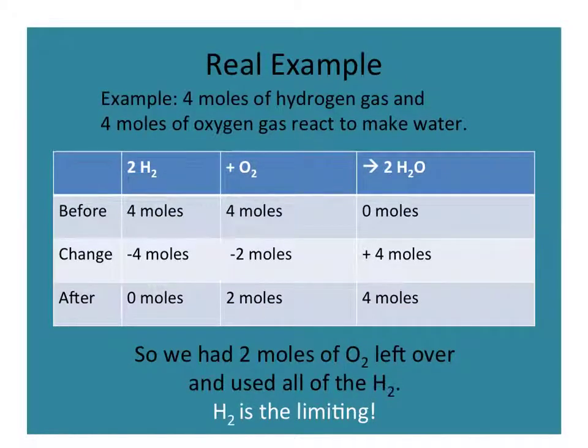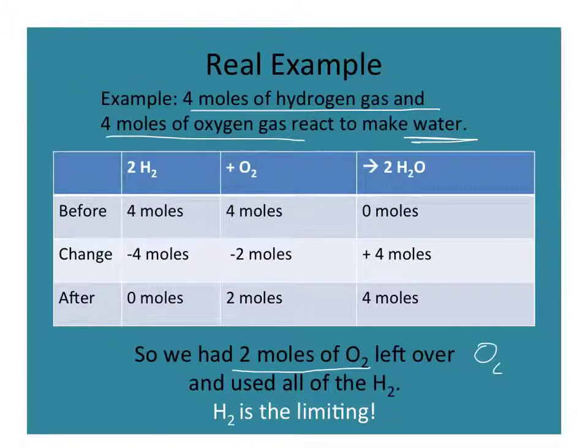Okay, so to answer our question, we were looking at if we use 4 moles of hydrogen gas and 4 moles of oxygen gas and we made water, what is going to be our limiting? Well, we had 2 moles of O2 left, so that means O2 is the excess and H2 is our limiting. It stopped the reaction. We weren't able to continue to make more moles of water because we ran out of H2.